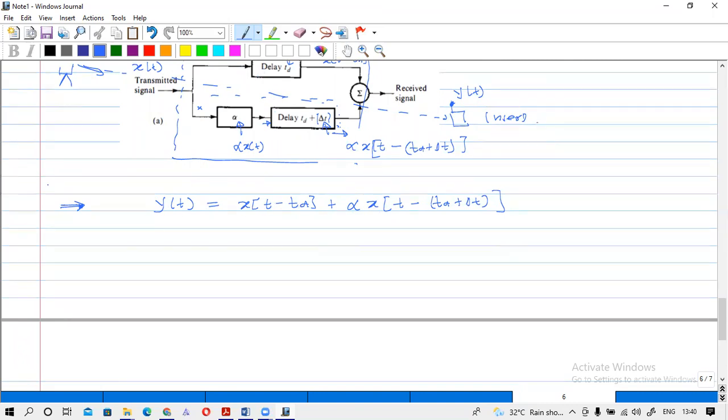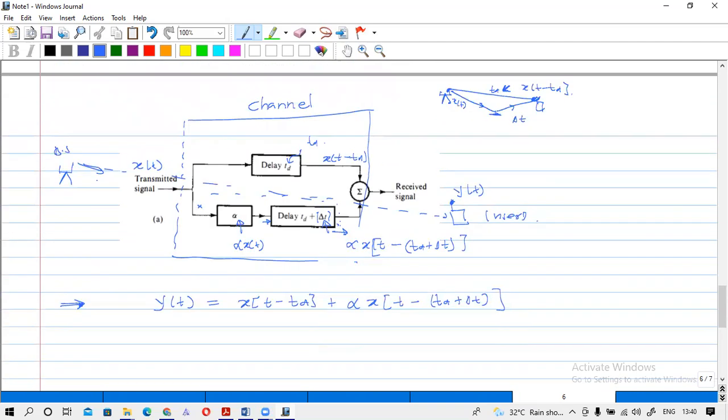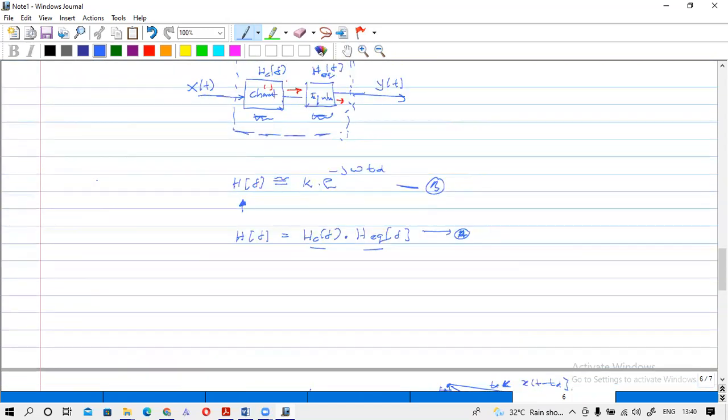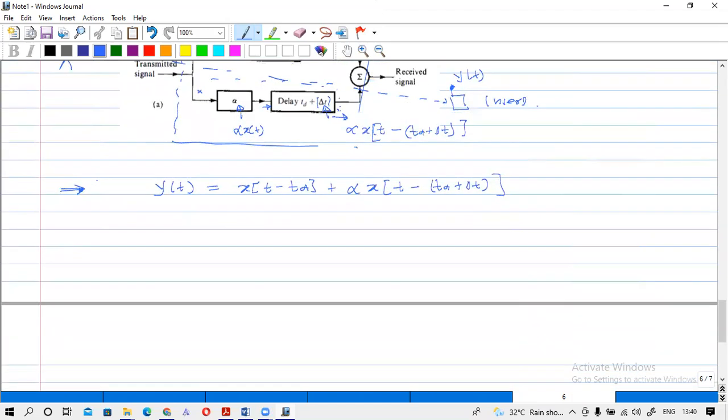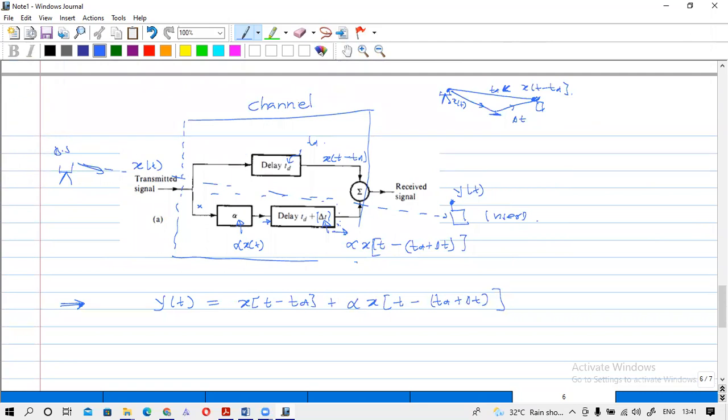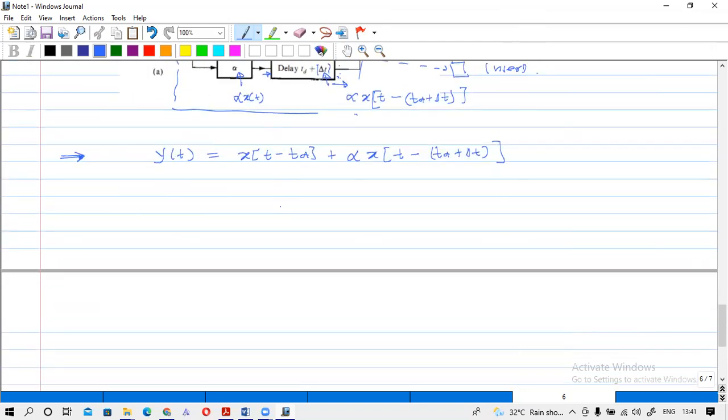Now we have the input and output relationship, and we need to find the transfer function, because we are dealing with the transfer function here. So we have to find the transfer function of this channel. Let's say it is Hc. How to find the transfer function? As usual, I will take the Fourier transform of both sides.